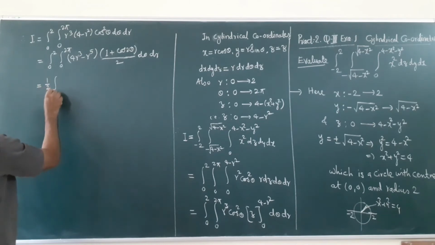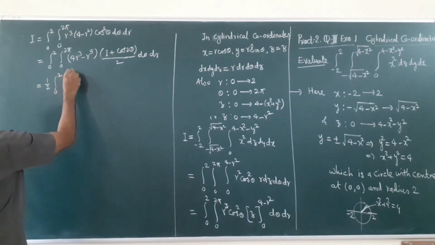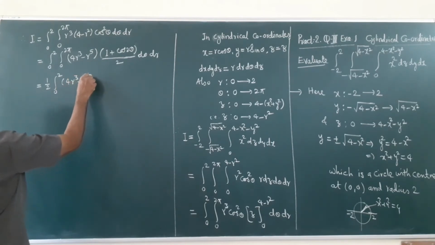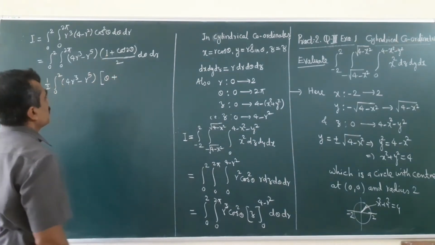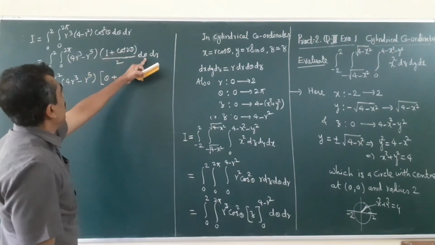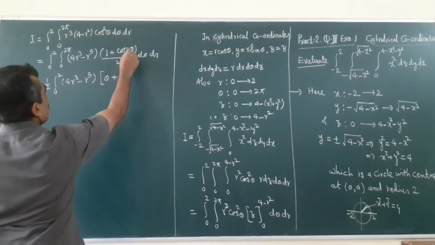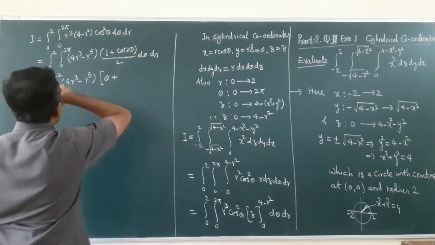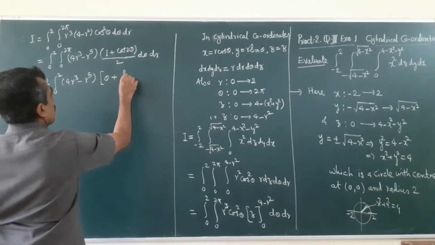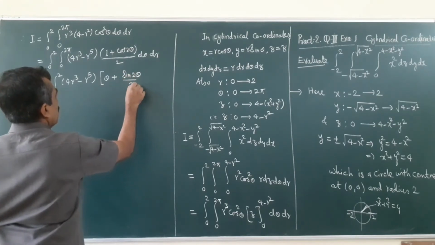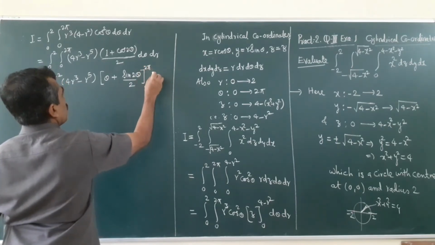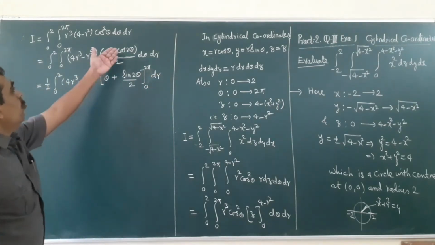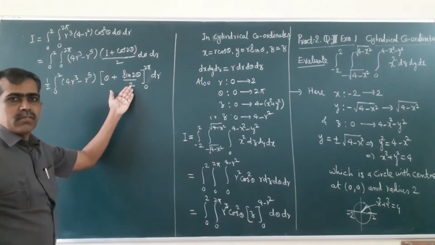So this is half the integral 0 to 2 of 4r cube minus r raised to 5 into, now this is theta plus, the integral of 1 d theta is theta, and the integral of cos 2 theta is sin 2 theta by 2, with limits over 0 to 2 pi, dr.